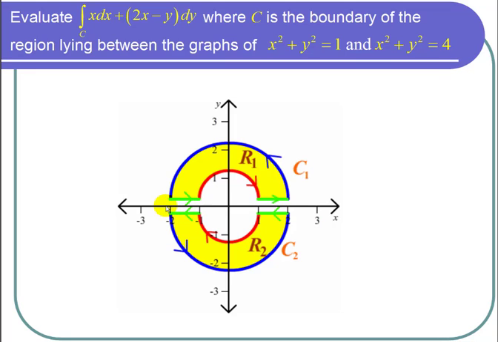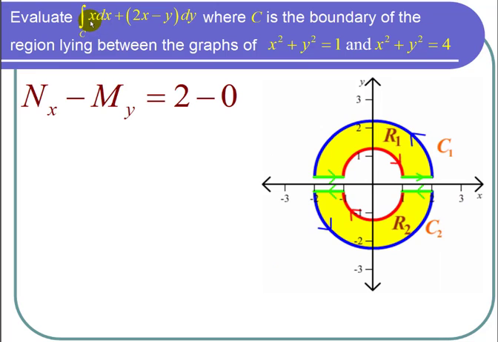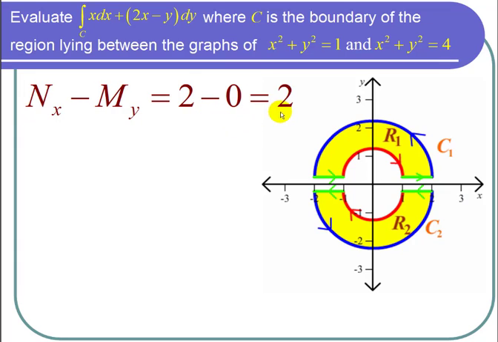So now we can apply Green's theorem because we have a simple closed curve and then another simple closed curve. So I can calculate N sub x minus M sub y. N sub x is 2, and M sub y is 0. So I get 2 minus 0, and that's just 2.